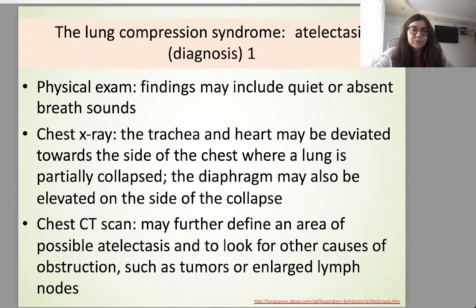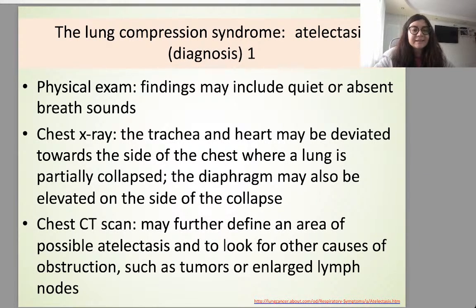We use it for physical examination, and we use it for diagnostics. Findings here may include quiet or absent breath sounds above the damaged part. On chest X-ray, the trachea and heart may be deviated toward the side of the chest where the lung is partially collapsed. The diaphragm may also be elevated on the side of the collapse.